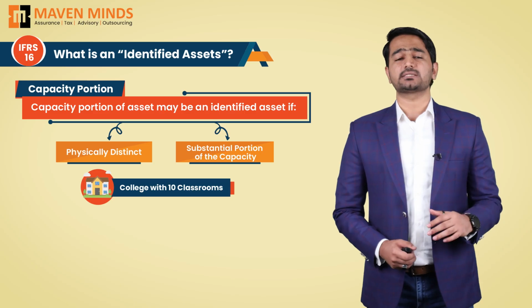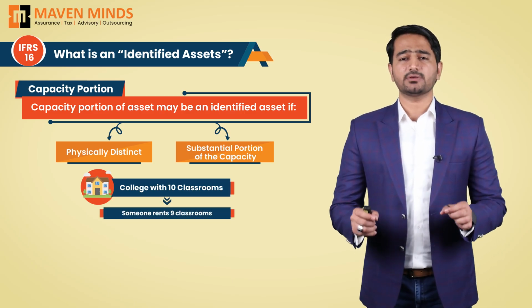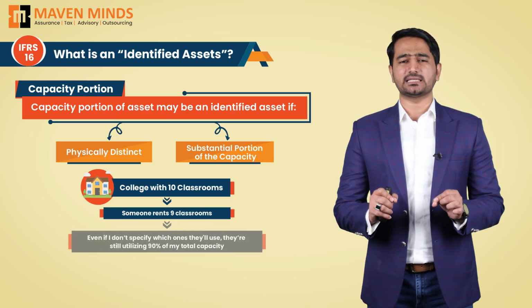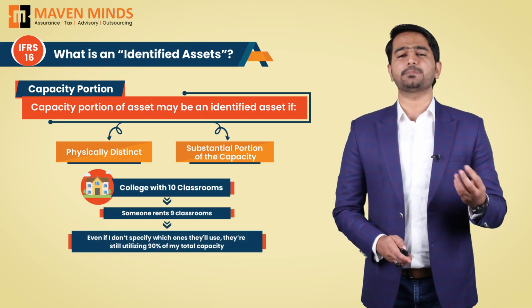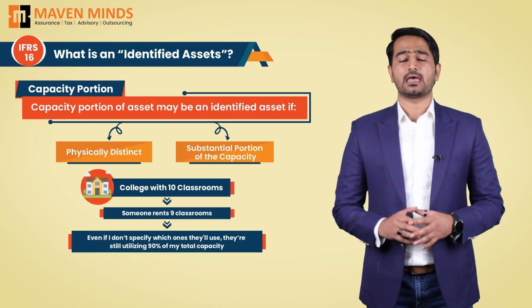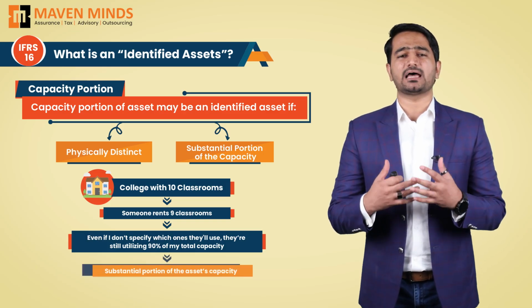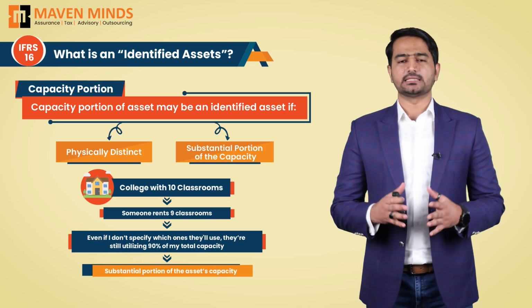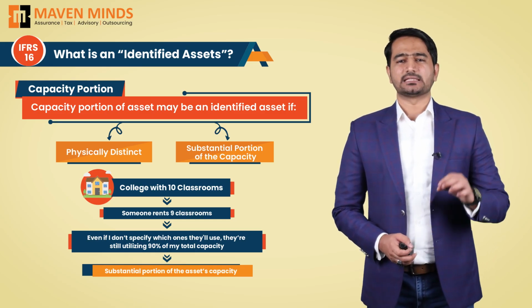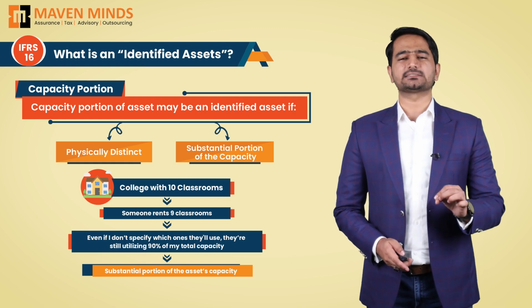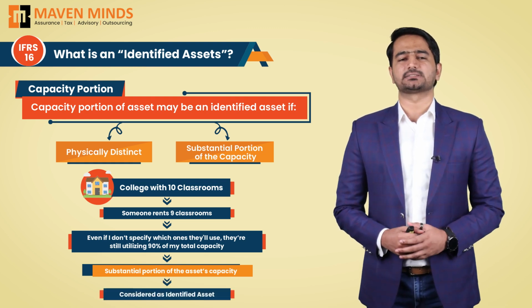If someone rents 9 classrooms, even if I don't specifically designate which ones they will use, they are still using 90% of my total capacity, and that's a substantial portion of the asset's capacity. In this case, even though there is no physical distinction, this capacity portion would be considered an identified asset.